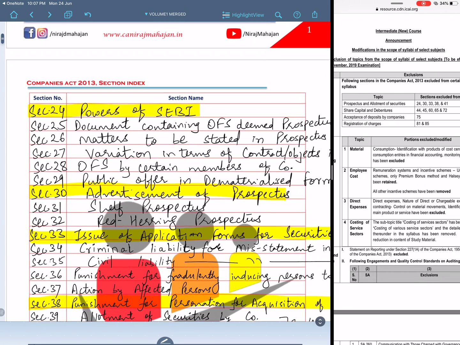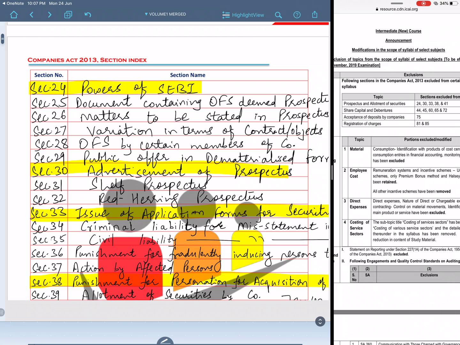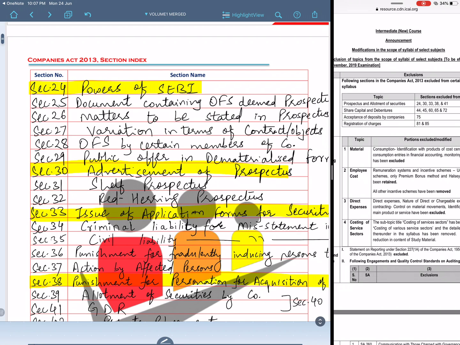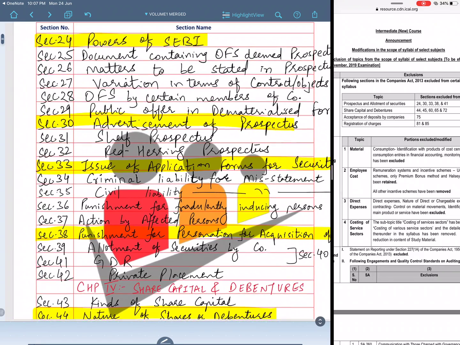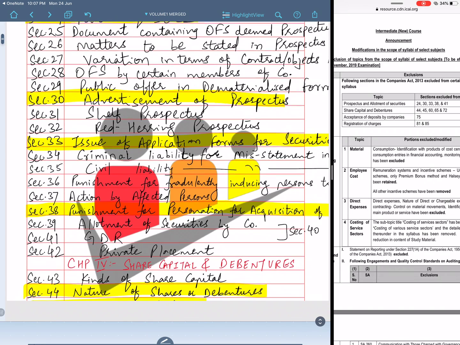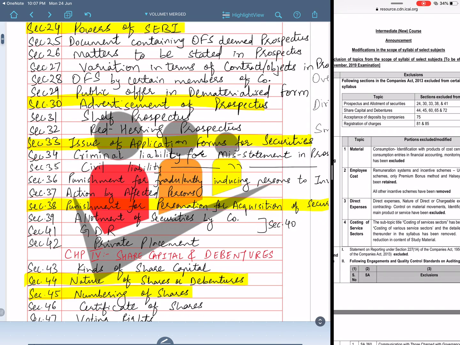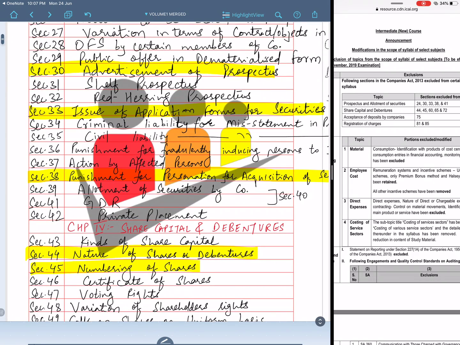Section 24, powers of SEBI, again not very important since we know SEBI rules powers were there for listed companies. Section 30, advertisement of prospectus, that section which used to tell you the content of the advertisement if you are doing advertisement of the prospectus. 33, issue of application forms for securities. This was a concept of abridged prospectus, a short application form along with your prospectus, kind of an attachment to your application form. The abridged prospectus concept is right now not part of your syllabus.